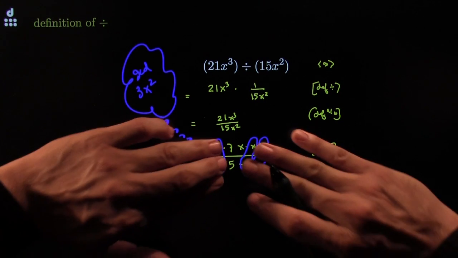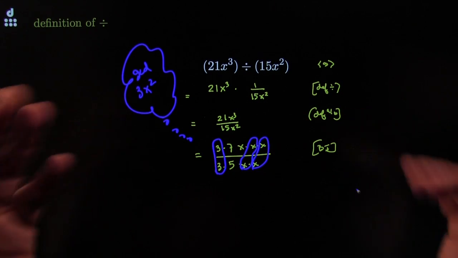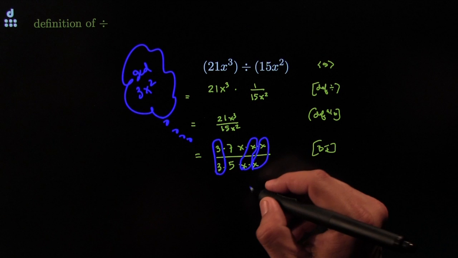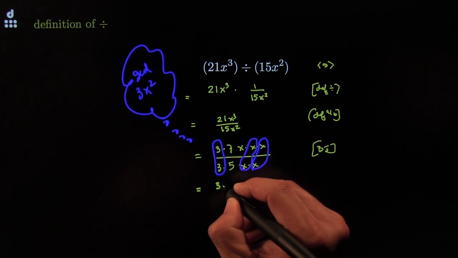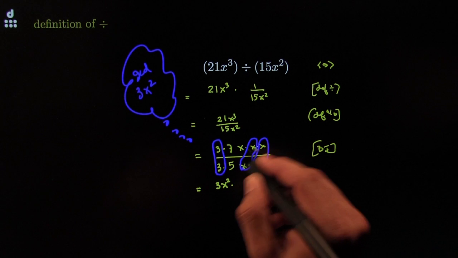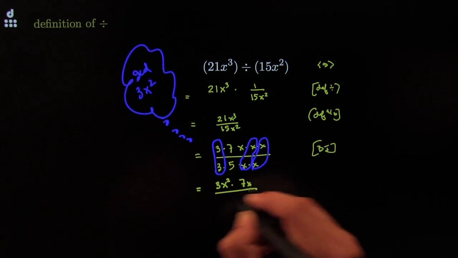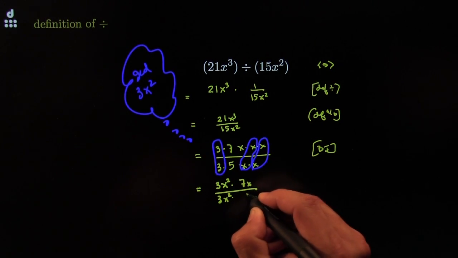And I can see what's going to be left over when I do that. There's going to be a 7x over 5, and that will be my final answer. Of course, talk is cheap, so let's do it. So I'll show it like this: 3 times x squared times 7x, all over 3 times x squared times 5.